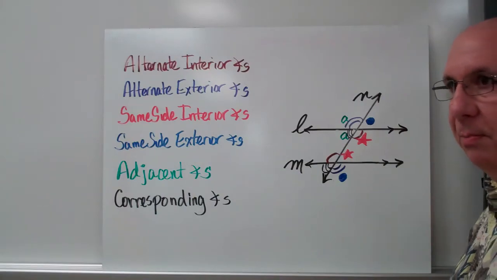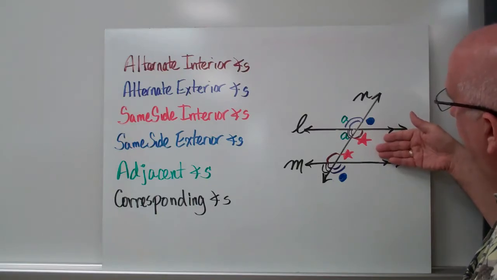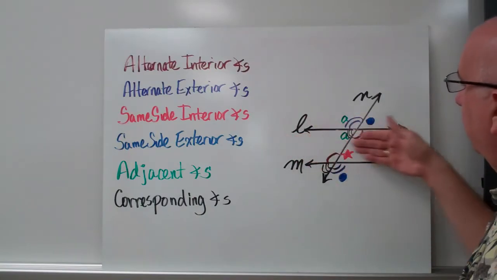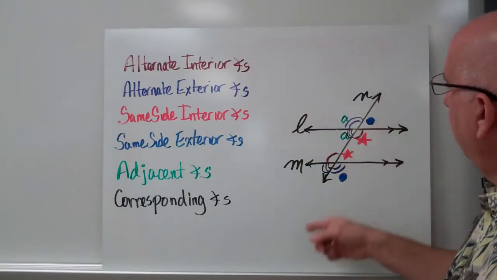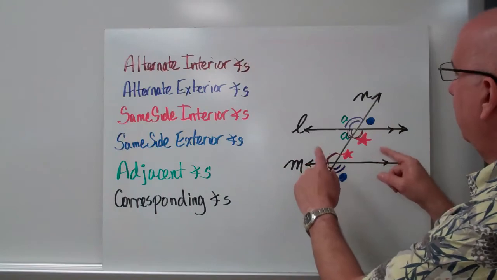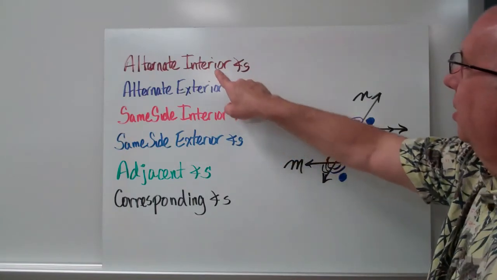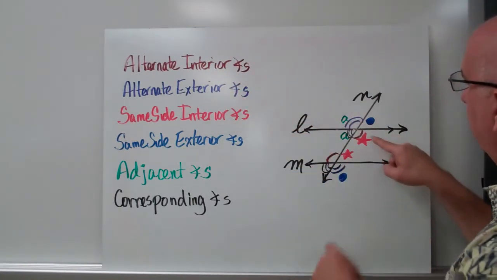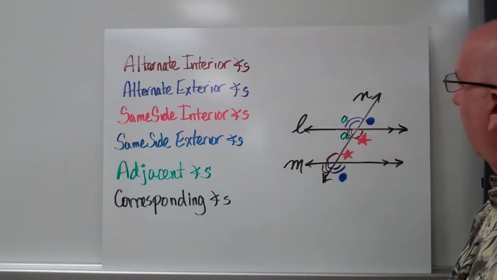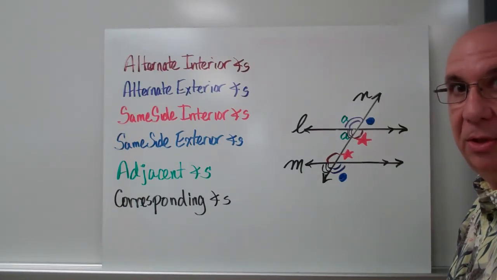The word interior means in between, inside. So we want interior between the two parallel lines. So they're going to be located between the two parallel lines. Alternate, the first word, refers to the transversal. That means they're going to be on opposite sides of the transversal, but between the parallel lines. So the alternate interior angles here are these two that have brown arcs. That's an example. Those are alternate interior angles. Alternate interior angles are always congruent.